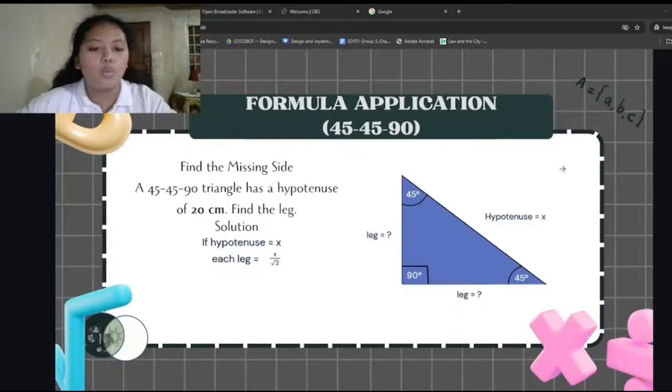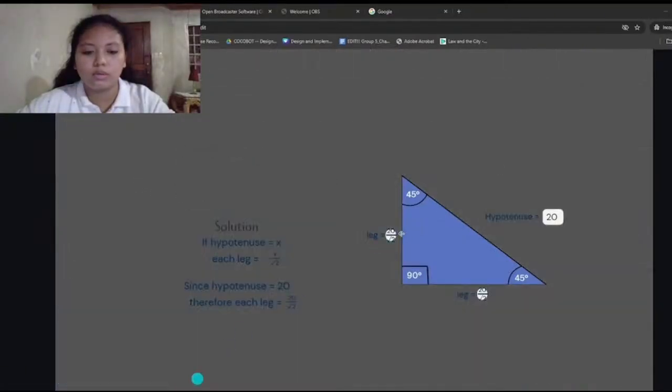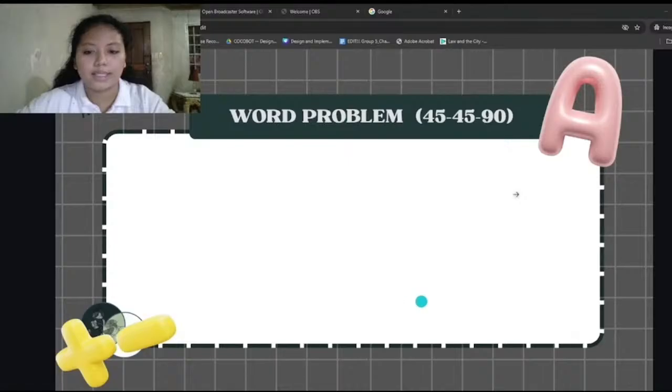Again, we rationalize the denominator. Leg equals hypotenuse multiplied by square root 2 divided by 2. Let's use the rationalized version here. Leg equals 20 multiplied by square root 2 divided by 2, which equals 10 square root 2 cm. Here you go. Next slide.